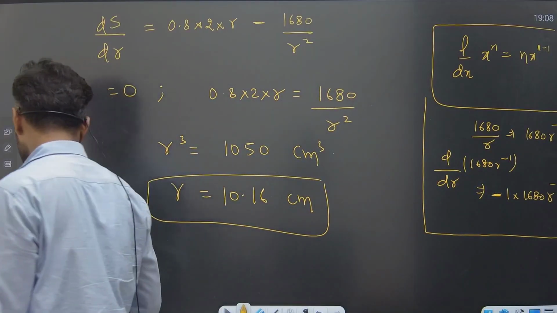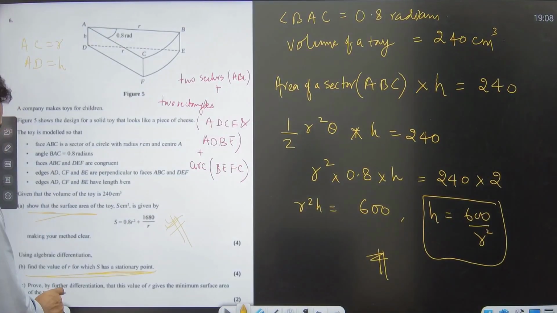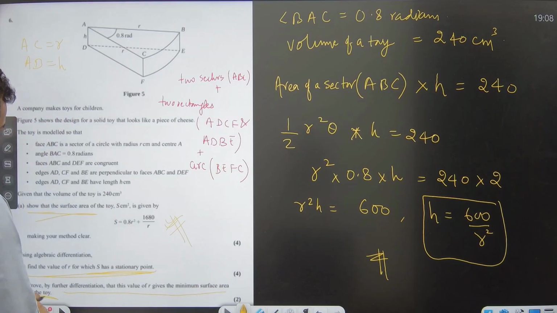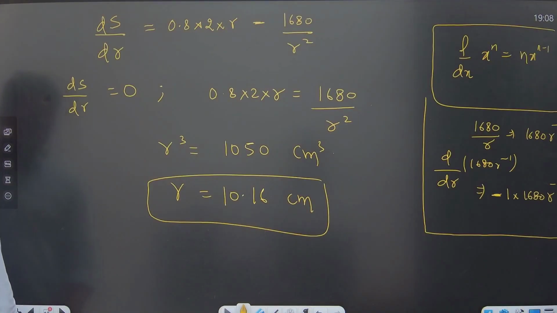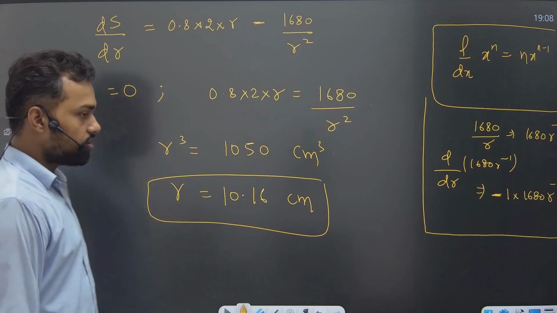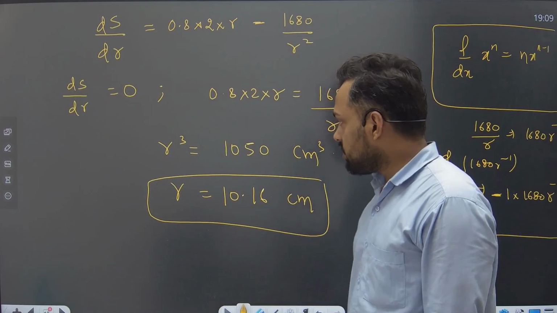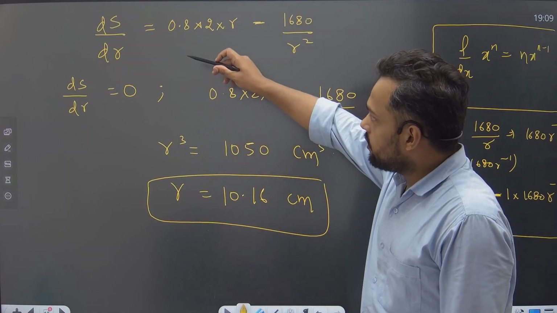Now in the next part, again students, see: prove by further differentiation that this value of r gives the minimum surface area of the toy. We need to prove this part by further differentiation, that is double differentiation. So for this, we are again differentiating this part.